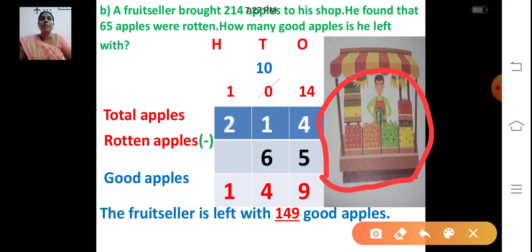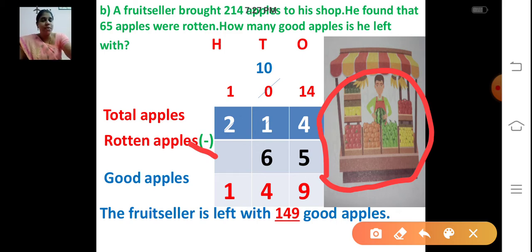Total apples. How many total apples? 214. Write it down. 214. Rotten apples, bad apples. How many bad apples were there? 65. So bad apples 65. Good apples. How many good apples are there? That we are going to find out. Shall we find out now? So we are going to do subtraction.